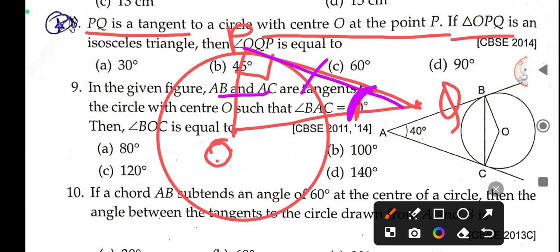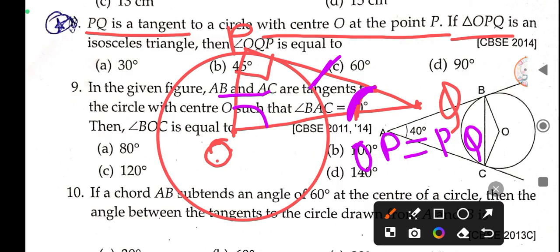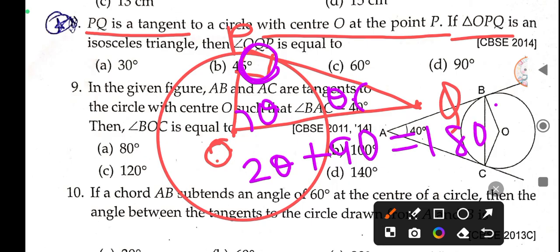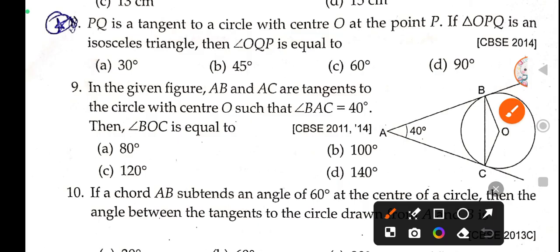Now what does angle PQO say? These two angles will be equal, because OP is equal to PQ, and the angles opposite to equal sides are equal. This is the theorem which you have already read. So angles POQ and PQO will also be equal. Let's consider each angle as theta. Then twice theta plus 90 will be 180, by the angle sum property. So theta will be 90 by 2, that is 45. So the answer will be option B. Let's proceed further.